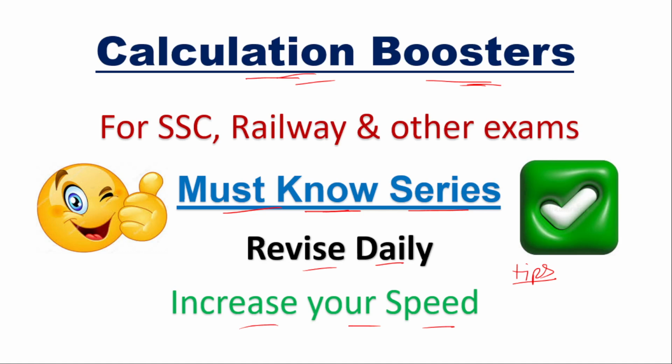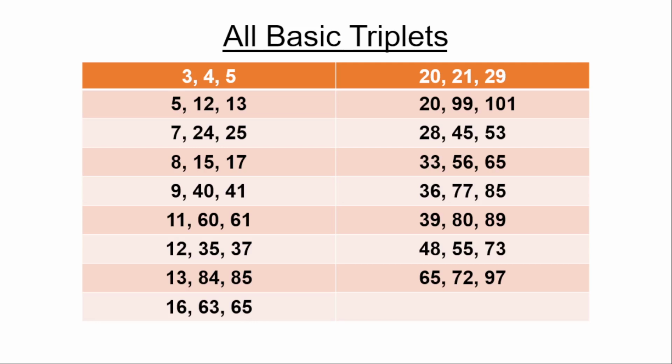Okay, so the first one is triplets. You don't need to learn all the triplets because there are infinite triplets. You only need to learn all the basic triplets of one and two digits. Okay, single and double digit triplets you have to learn. So these are all the basic triplets of single and double digits.